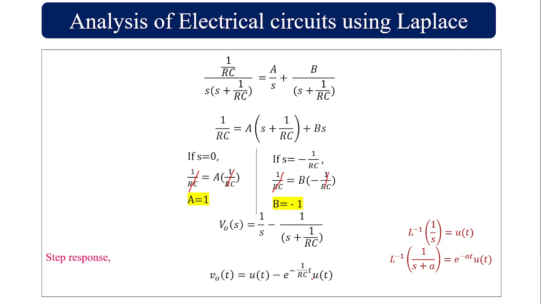So now we found the transfer function, frequency response, impulse response, and step response. The transfer function is output by input. Frequency response is what you get if you replace S by j omega in the transfer function. Impulse response is finding the output response by substituting the input as del of t, and step response is finding the output response equation by substituting your input as unit step u of t.